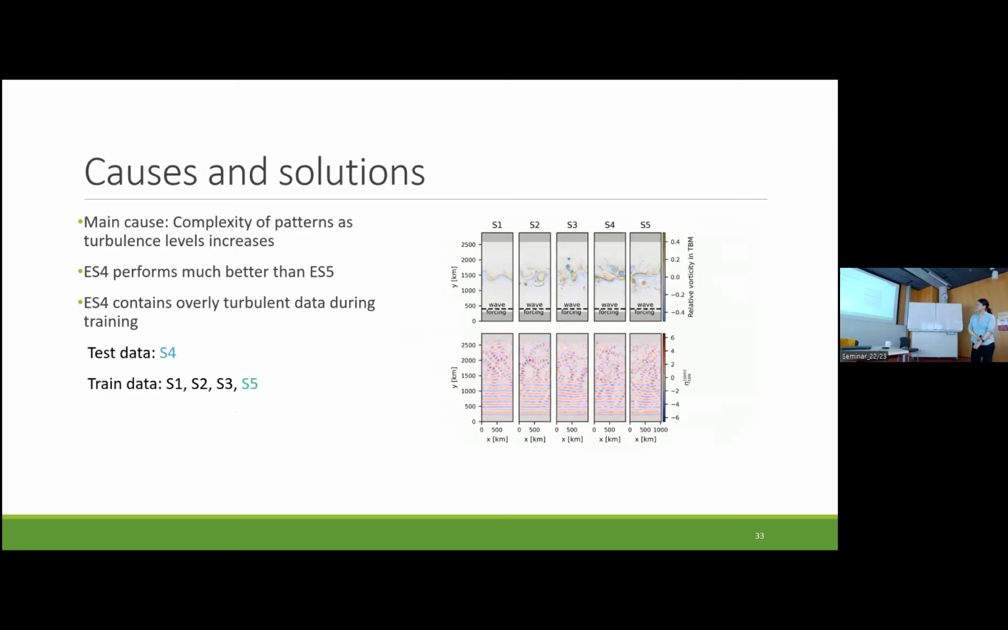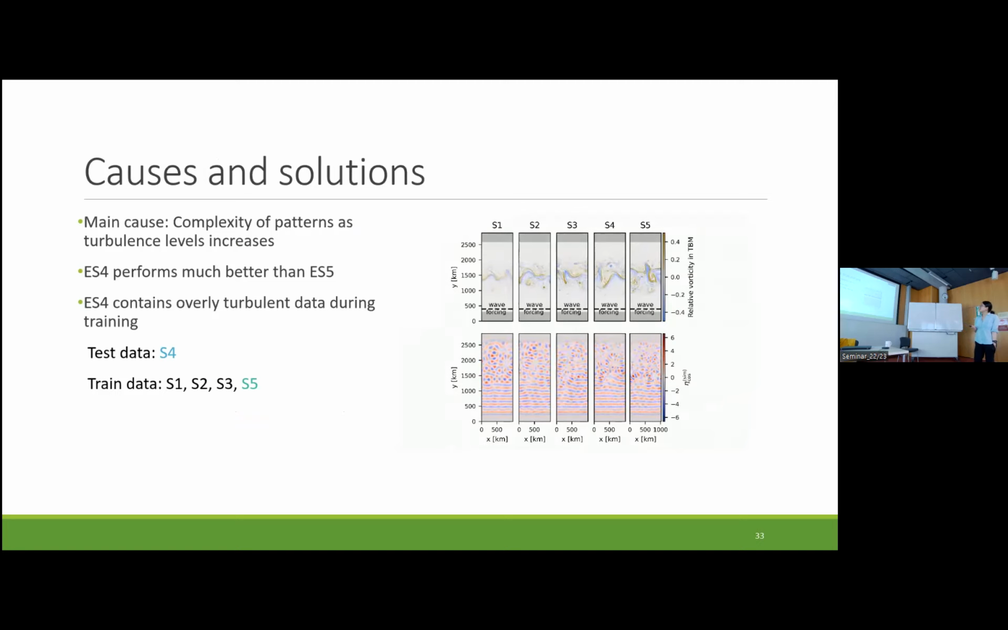And speculatively, we can think about why this is happening. We believe the main cause why the ES5 run is behaving worse is because of the complexity of the patterns as the turbulence levels increase.